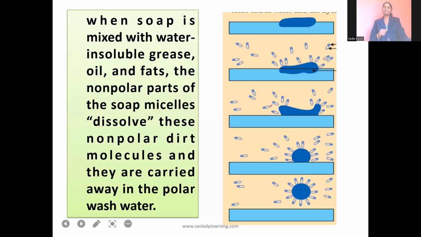Next, let us see the procedure. When soap is mixed with the water, this is a soap, this is a water, right? When soap is mixed with the water, insoluble grease, oil, fat, whichever is there on the cloth, the non-polar parts of the soap micelles, means the hydrophobic part of the soap micelles, will dissolve in these grease, oil, fat, etc. Non-polar dirt molecules, and they are carried away with the polar wash water. And this all will be carried away with the polar end of the wash water.